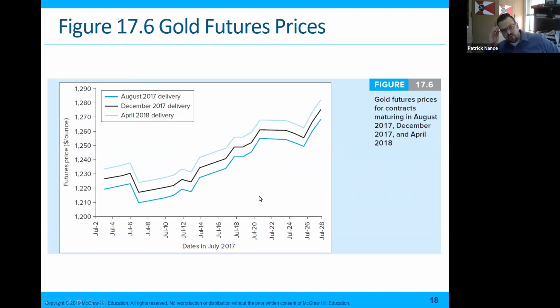This is a futures gold price. So gold prices for contracts maturing in August 2017, December 2017, and April 2017. So when the delivery actually happens, you can see the difference in pricing. You see that it trends up for the futures price. And that would happen if they believe that the prices are going to be steadily rising on gold throughout this given time frame.